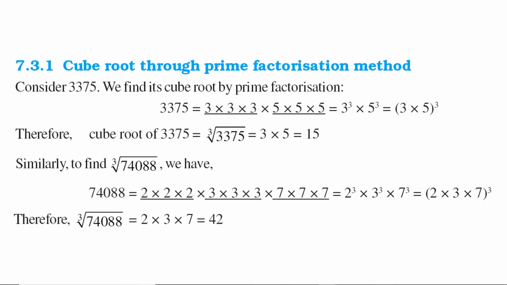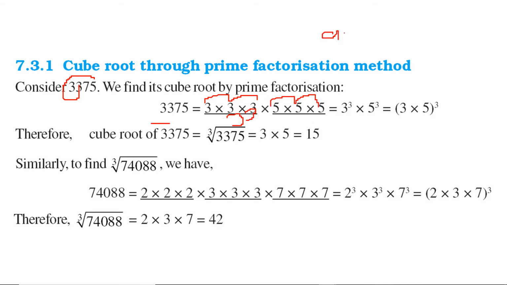Cube root through the prime factorization method. So how to find the cube root through prime factorization? Just consider 3375. When we take the factors of this, you get 3 into 3 into 3, 5 into 5 into 5. This is 3 cube, this is 5 cube.